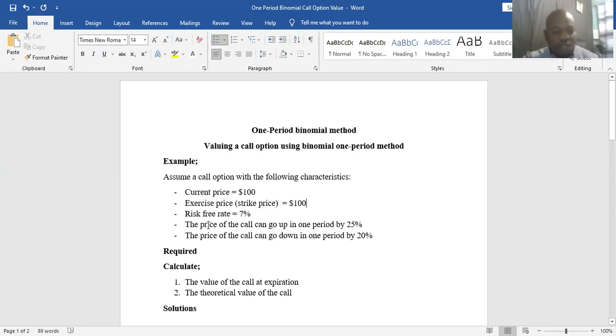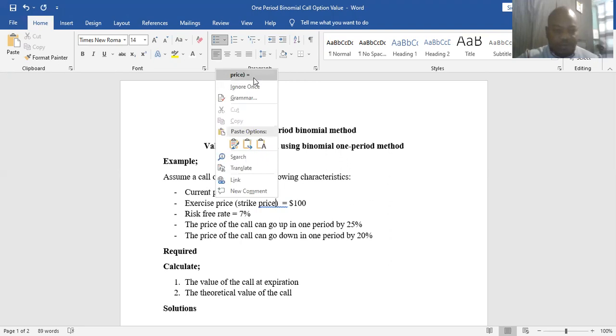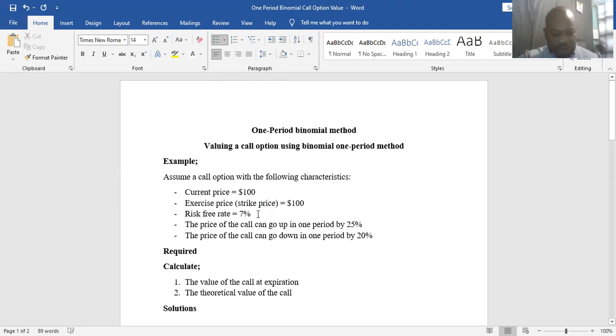And then we've got the risk-free rate, which is 7%. For the risk-free rate, the examiner can use other terminologies like government bond or a treasury bill. A government bond and the treasury bill are equivalent to risk-free rate. The price of the call can go up in one period by 25%, or the price of the call can go down in one period by 20%.